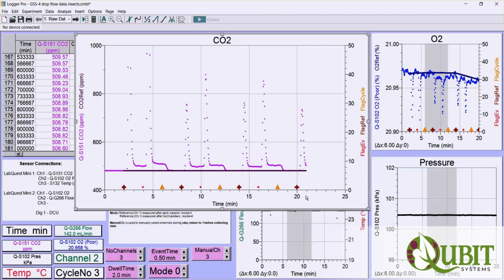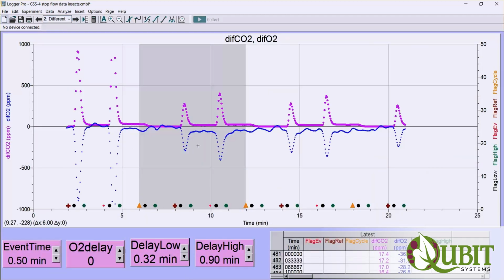And that's important to determine whether you're getting sufficient differentials of oxygen. You can go to page 2 here to have a look at your differentials, and you can see that we're dealing with 200, 300 parts per million of oxygen peaks, which is sufficient. The higher the peaks in oxygen, the better.